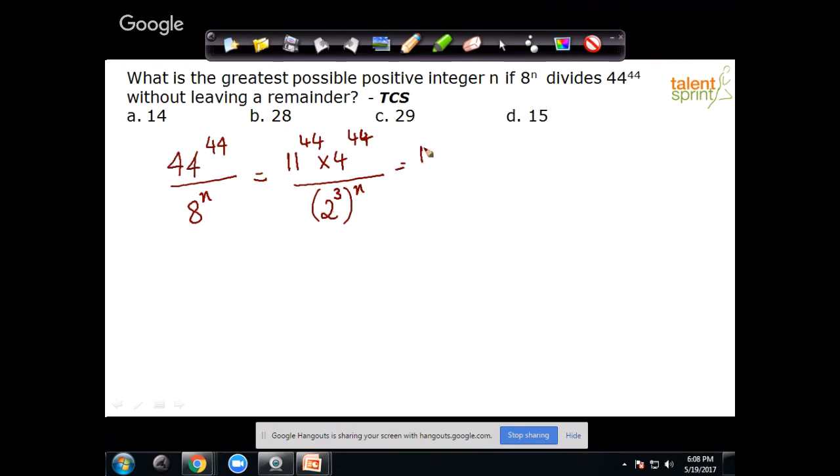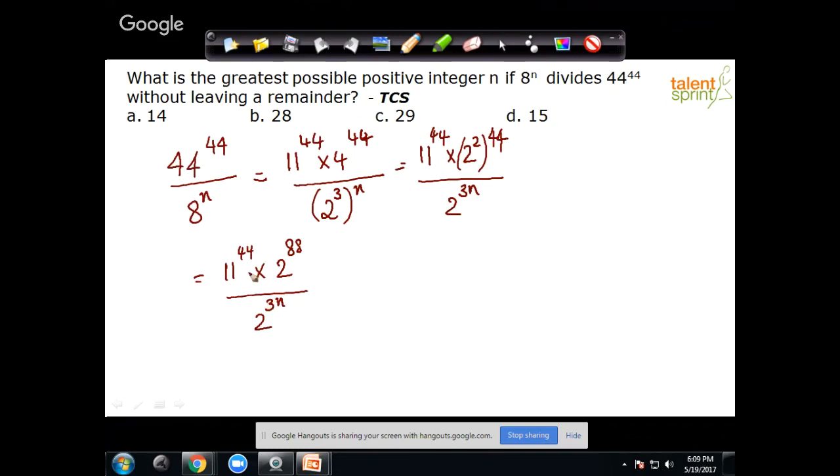So how can I write this? I can write it as 11 to the power 44 into 2 squared, whole to the power 44, divided by 2 raised to 3n. Again, I can write it as 11 to the power 44 into 2 to the power 88 divided by 2 to the power 3n. So what is asked in the question? When I make this division, there should be no remainder. Basically, this should divide correctly with 2 to the power 88. So what can be the maximum value of n?